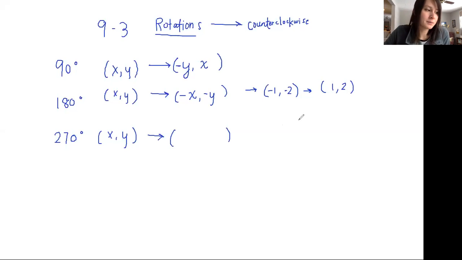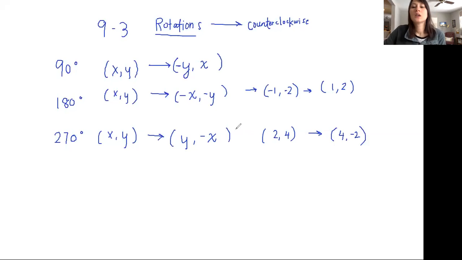Okay, for 270, what would happen is they would reverse positions, and then your x would become the opposite. So if you had a point of (2, 4), this would become (4, -2). Get the idea? If it was (-2, -4), it would become (-4, 2). So your x would become the opposite sign of what it originally was.